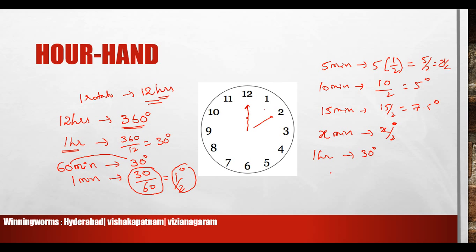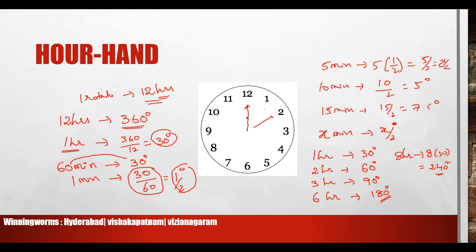Now, in 1 hour, our hand will cover 30 degrees. In 2 hours, our hand will cover 60 degrees. In 3 hours, 90 degrees, because for every hour it is covering 30 degrees. In 6 hours, 6 into 30, which equals 180 degrees. So our hand covers 30 degrees per hour, 60 degrees in 2 hours, 90 degrees in 3 hours, and so on. In 8 hours, 8 into 30 equals 240 degrees.